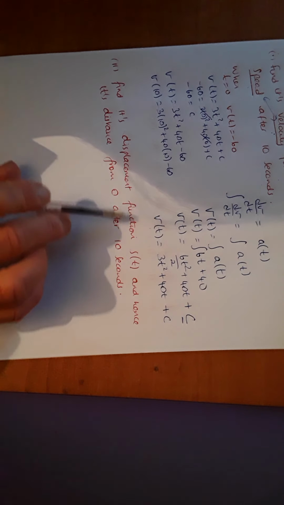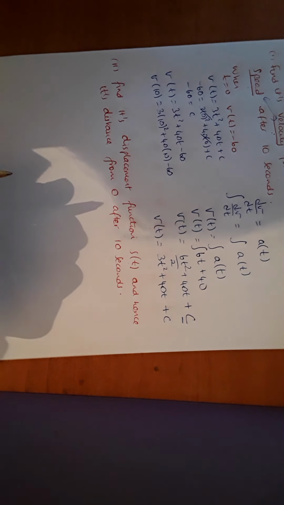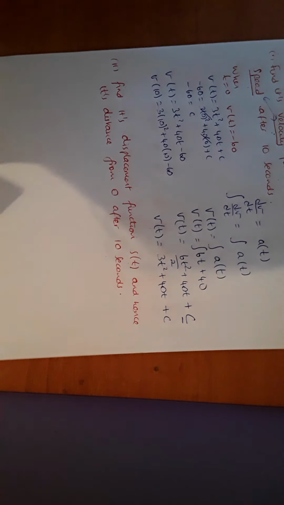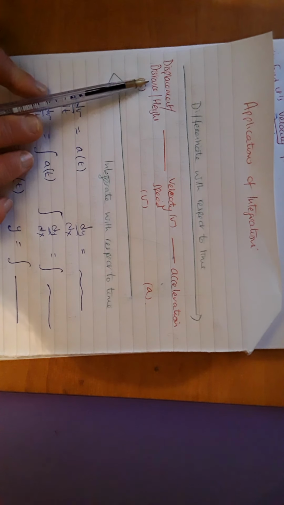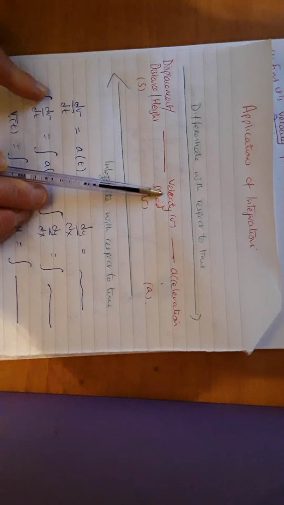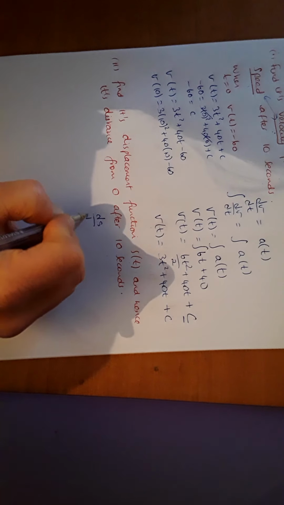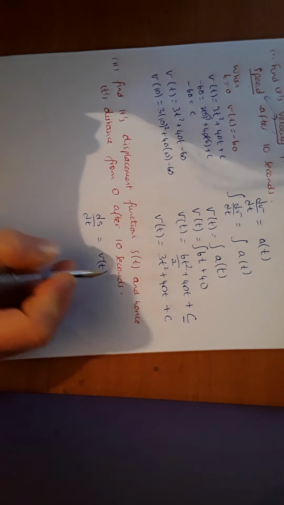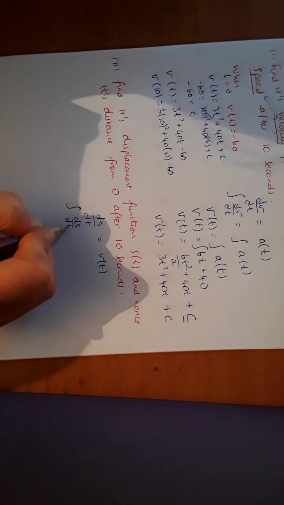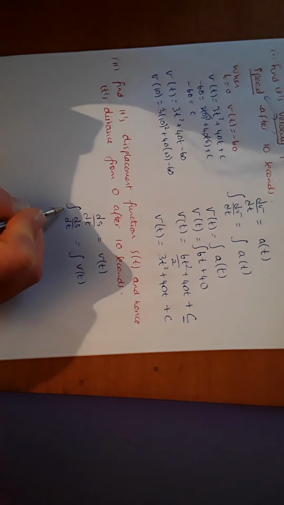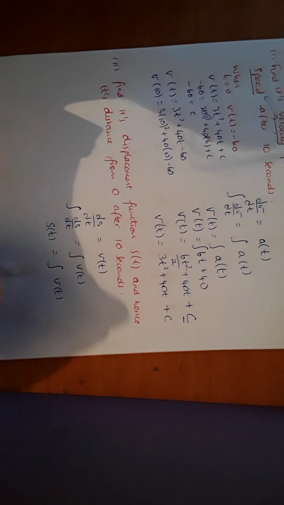Find its displacement function s(t), and hence find its distance from 0 after 10 seconds. So the displacement is the same as the first one here, which is your distance or height. The relationship is: differentiate the displacement and you'll get velocity. So when I differentiate my displacement, ds/dt, I get velocity. So I'll work with this one up here because I know what velocity is now. So integrate ds/dt, integrate v(t). When you integrate ds/dt, you get s(t), and that's equal to the integral of v(t).